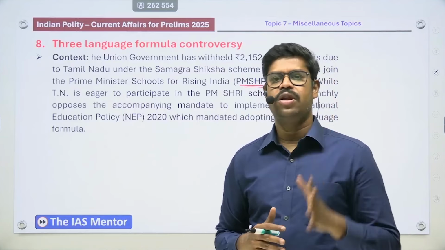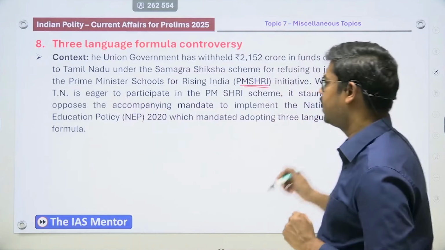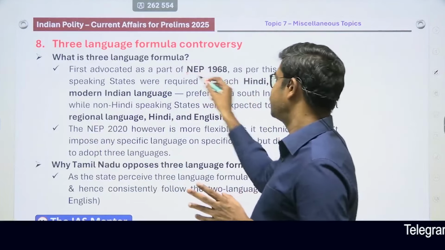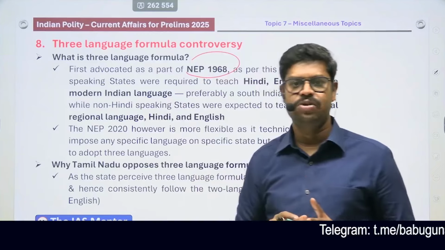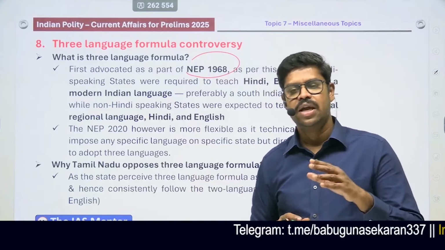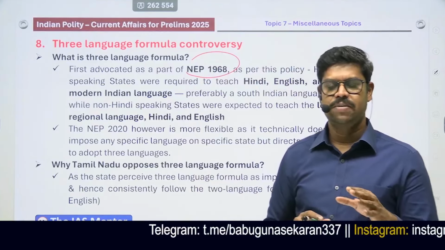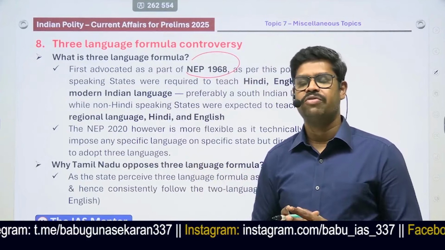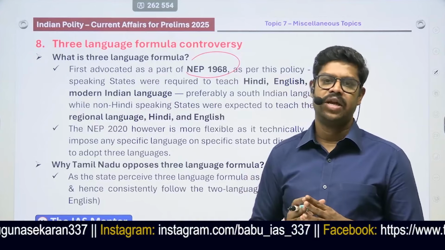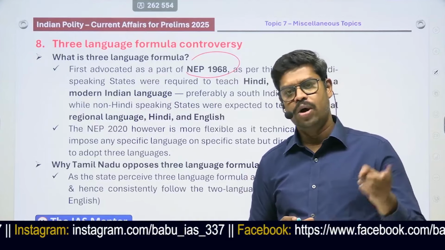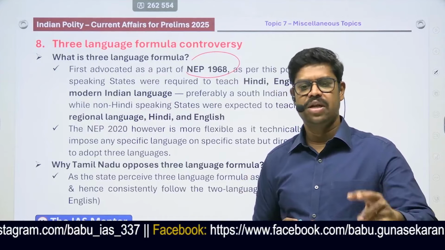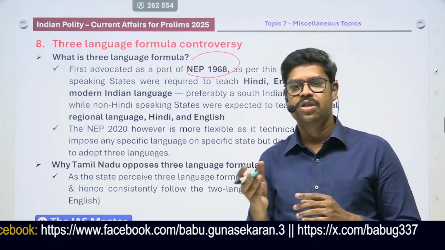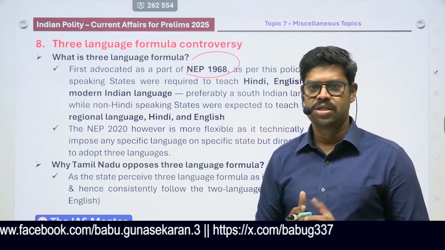It was initially brought in by the National Education Policy in 1968. For the first time, this 3-language policy was brought in. The National Education Policy mandates that in schools in India, 3 languages shall be followed. If it is a non-Hindi speaking state, the 3 languages could be their regional language, that is their mother tongue, then English, and of course the third would be Hindi.